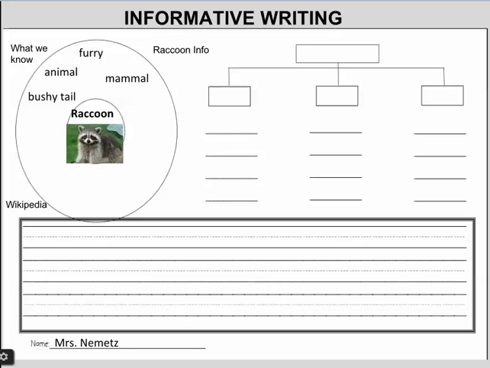A raccoon is furry. It has sharp claws. Once again, I wrote sharp. It is also an adjective. It lives in a forest. It is black and white. It eats small animals. And it also eats trash.